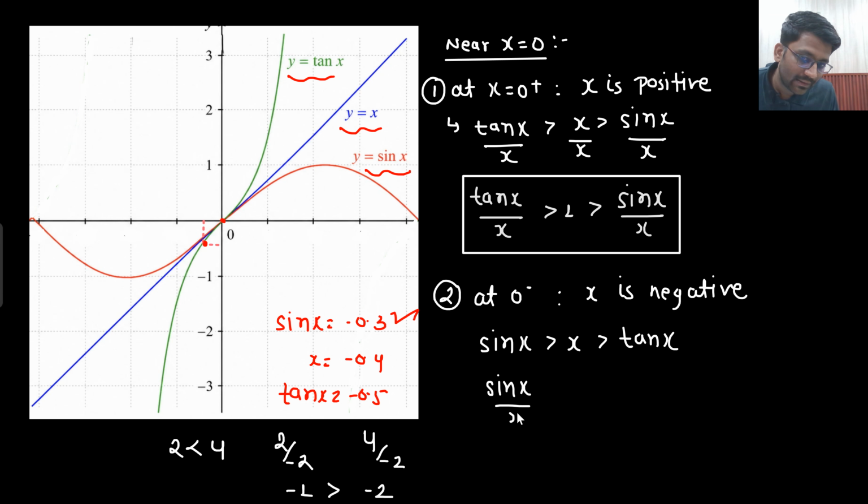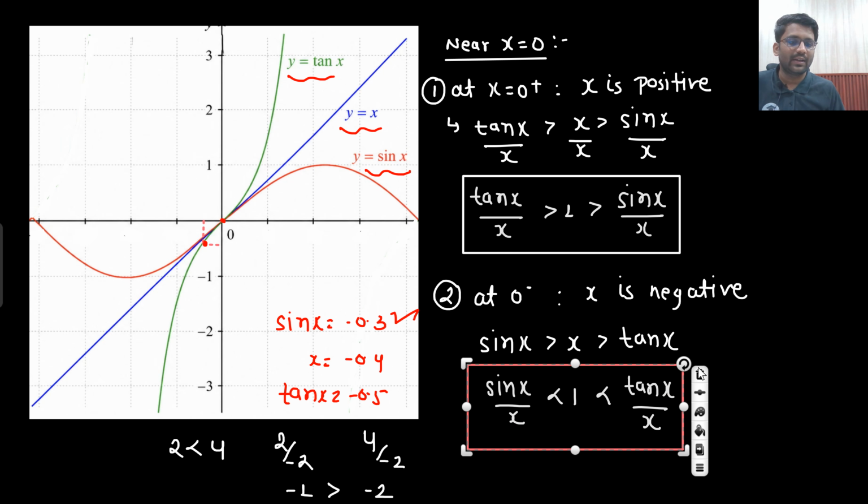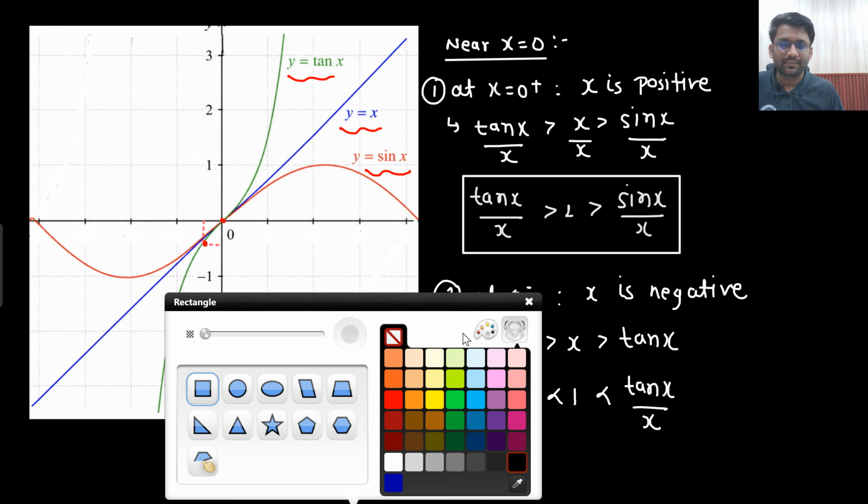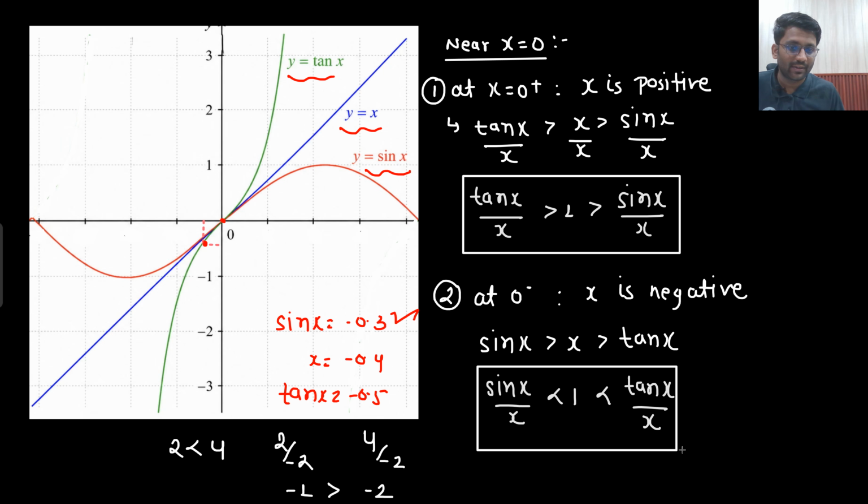So what will happen? Sin x by x would be less than 1, and less than tan x by x as well. So aren't you getting the same answer? Again, just think about it. Have some patience and think about it. For x less than 0, I know that sin x is bigger. Why is sin x bigger? Because it is giving you a lesser negative value, while tan x is giving you a more negative value. So sin x is bigger than x, and it is bigger than tan x.